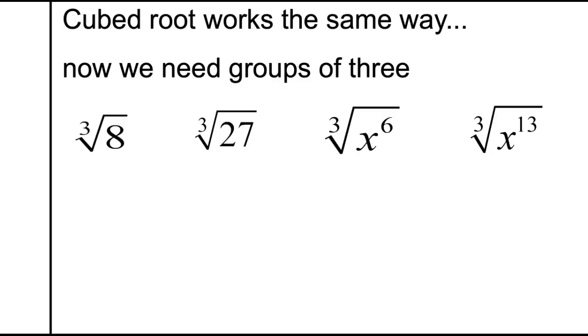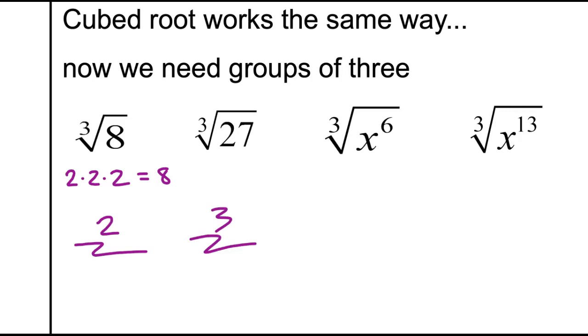Now we talk about cube roots. Same concept, but now it's what times itself 3 times. So is the 8 a perfect cube? Yeah, because it's 2 times 2 times 2 equals 8. So 2 cubed is 8, so the cube root of 8 is 2. Cube root of 27 is 3. Perfect cube, because 3 times 3 times 3 equals 27.